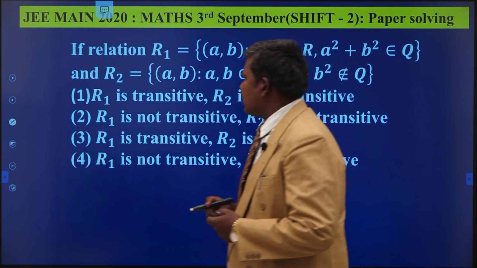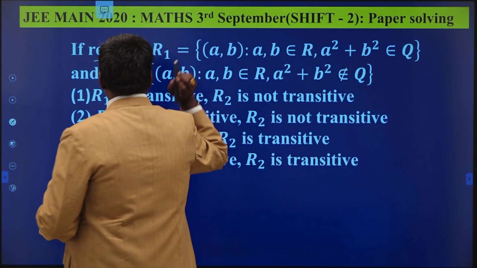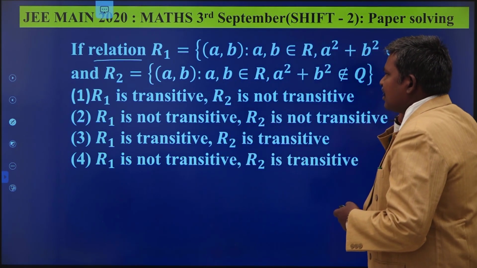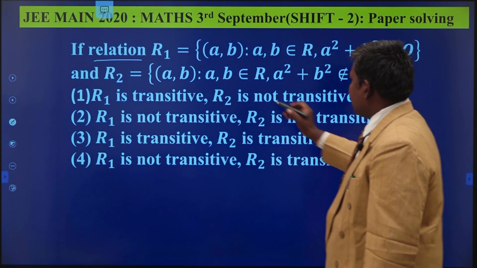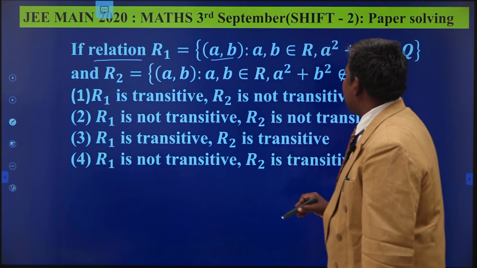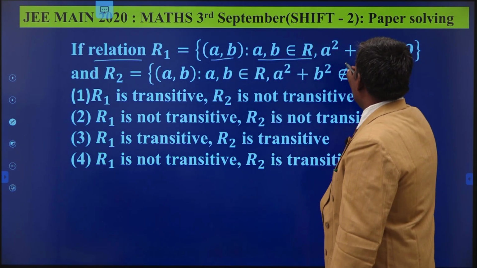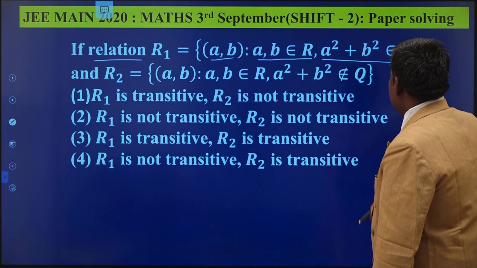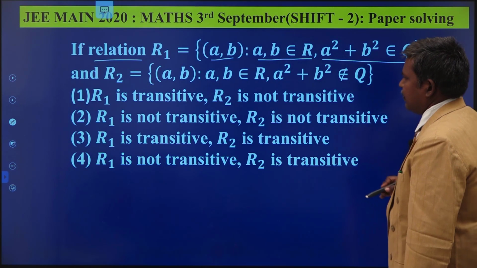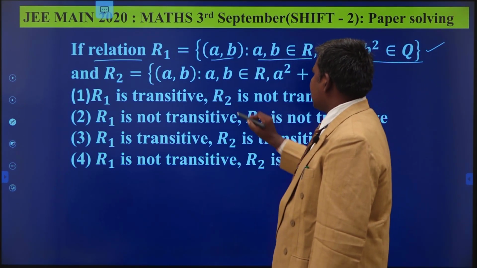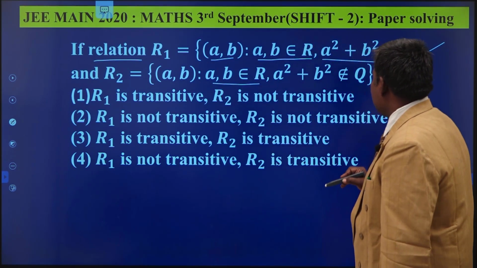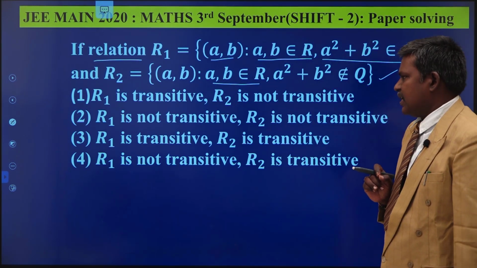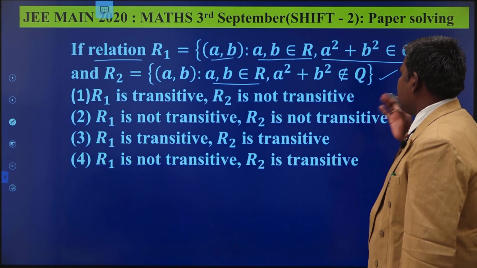See here, this is the question related to relations. Sets and relations chapter is also there in your syllabus. The relation R1 is defined in a manner: the set of all a comma b such that a, b belongs to R and a square plus b square belongs to Q. Q is rational number. A square plus b square belongs to Q here. R2 is another relation such that same a comma b belongs to R, a square plus b square does not belong to Q. Then which is the correct option they are asking? R1 is transitive, R2 is not transitive.